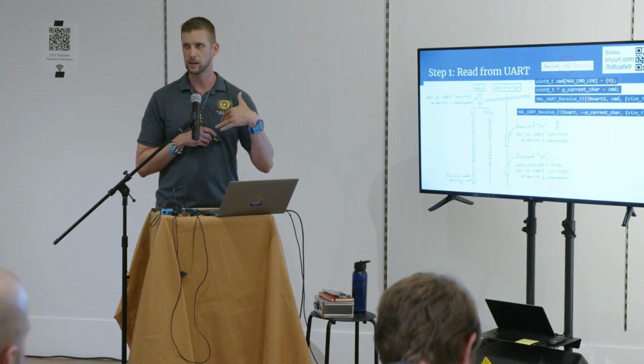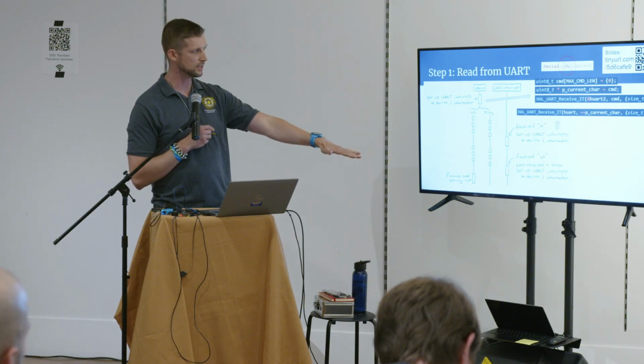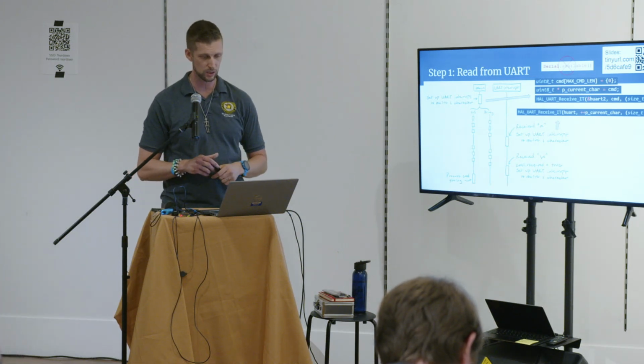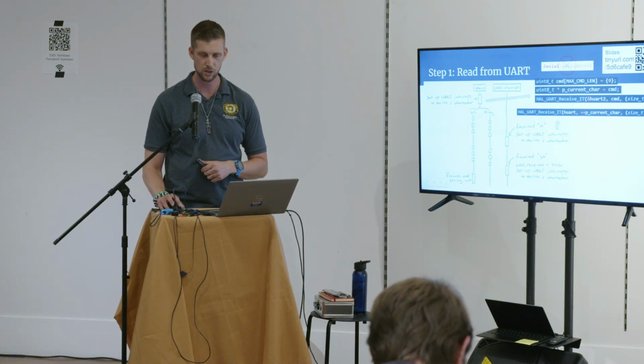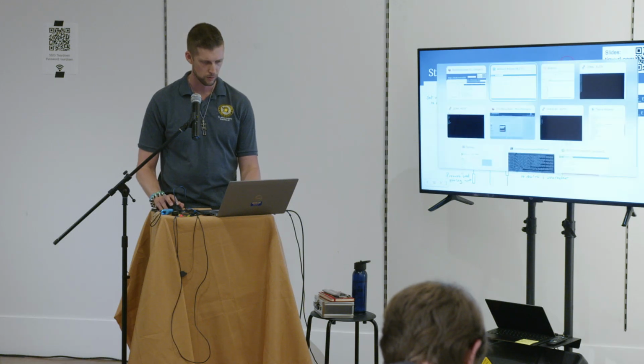And only when it receives that new line or that carriage return character at the very end does it set a flag, which I'm calling command received. Sets this flag to be true, and then in my main code, once that flag is true, then I do something with it. All right.